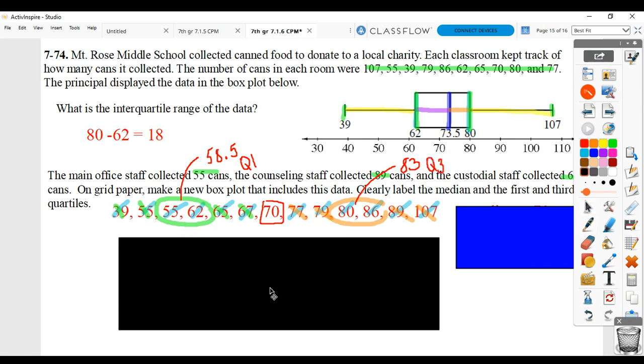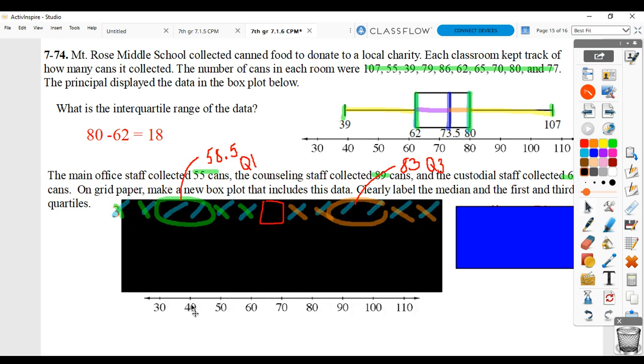Then what we're going to do is we're going to make our box plot. Okay, so you start by putting your values. You have a line below, and you should go by even increments. So they went by tens. You don't have to go by tens, but you certainly can. You could also have gone by fives. You wouldn't want to go by ones. It's just too many numbers you'd have to put on there.